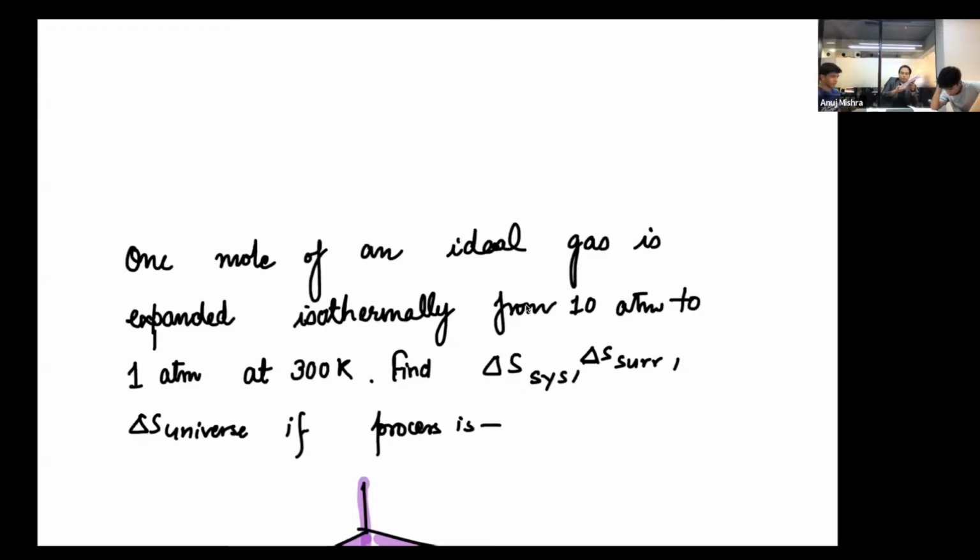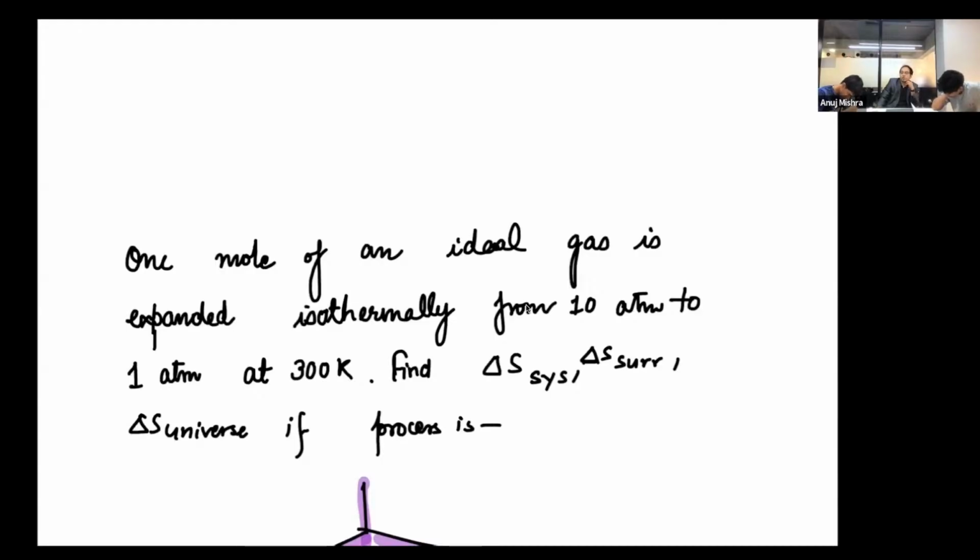dq is minus dW, and dW is minus p dV. So dq is minus of minus p dV, which is plus p dV. So dq is nRT by V dV. dS is dq by T, and T cancels. So what remains is nR dV upon V. The integral of nR dV upon V is nR ln V2 by V1. Complete and show.